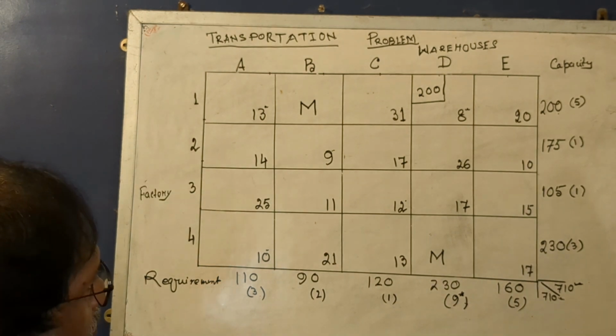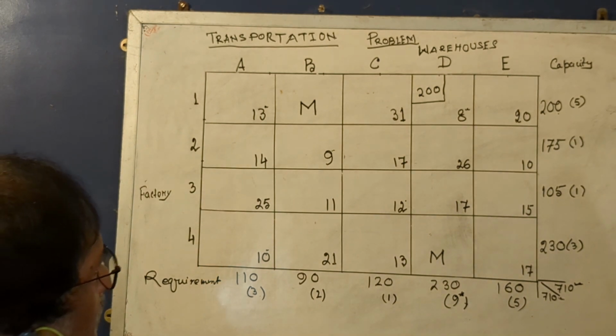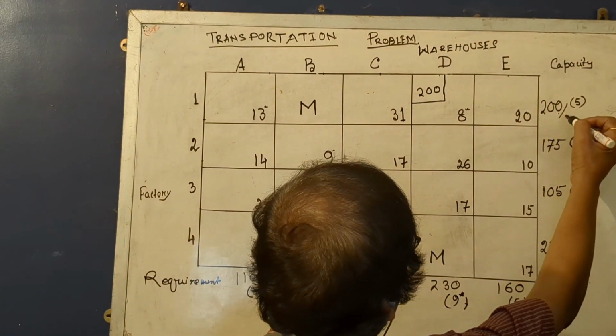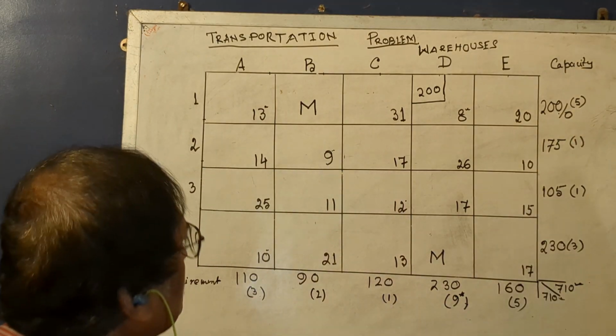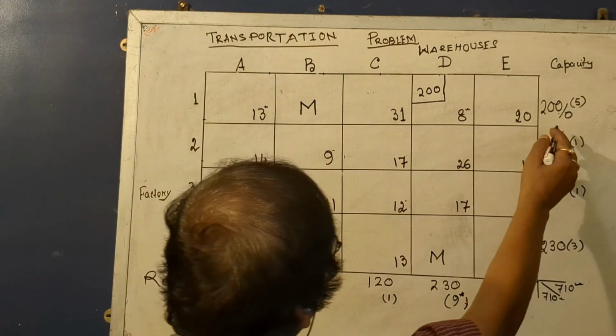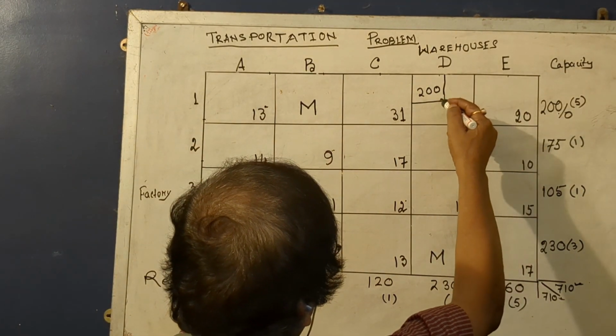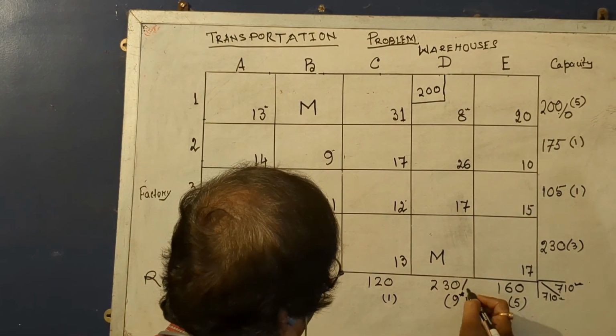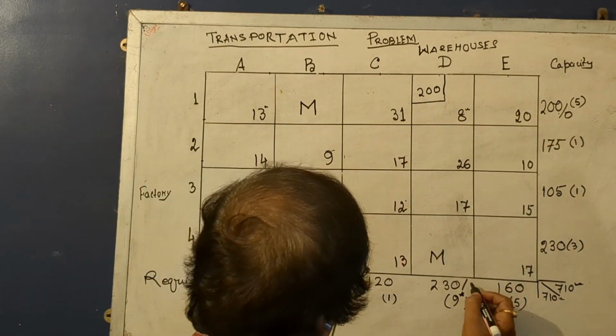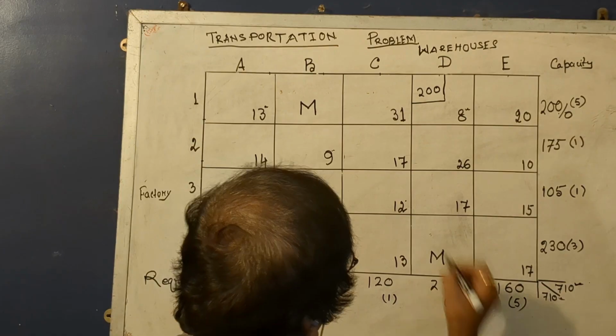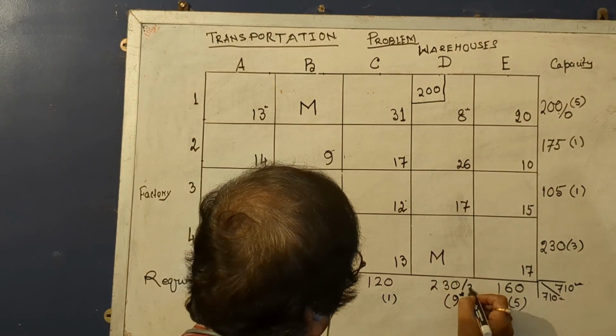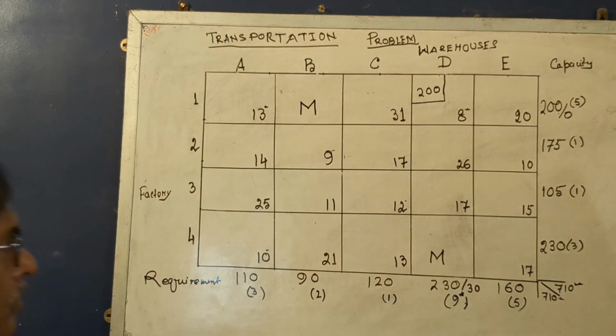So the minimum of both is to be put here. So what will be the balance of the first row? Is there any balance? No, this is the zero balance because the entire capacity availability has been allocated here. And what is the remaining quantity required? 230, and you have already allocated 200. That's why 30 units. So first stage is over.